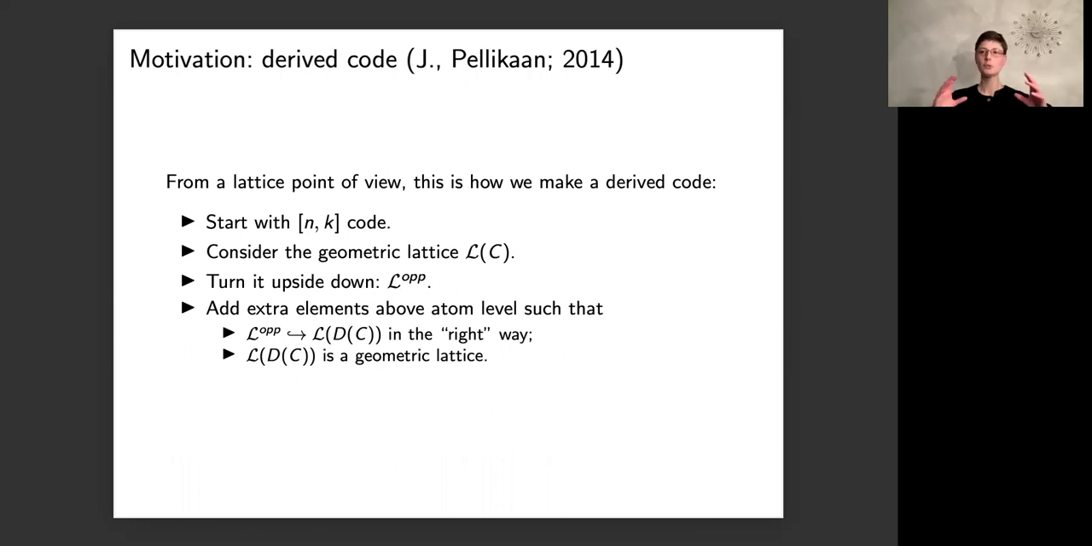Now, what do we do with this geometric lattice? We flip it upside down. So the hyperplanes become the points. And now you have to add some extra elements, because if you simply take a geometric lattice and flip it upside down, it's not geometric anymore in general. So you have to add a few more elements to get a geometric lattice again. And we want to add as few points as possible, to keep with this as-general-as-possible idea.